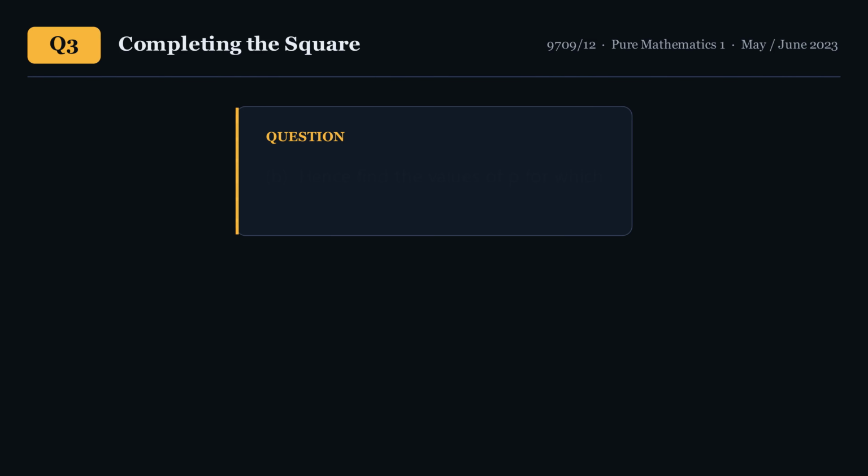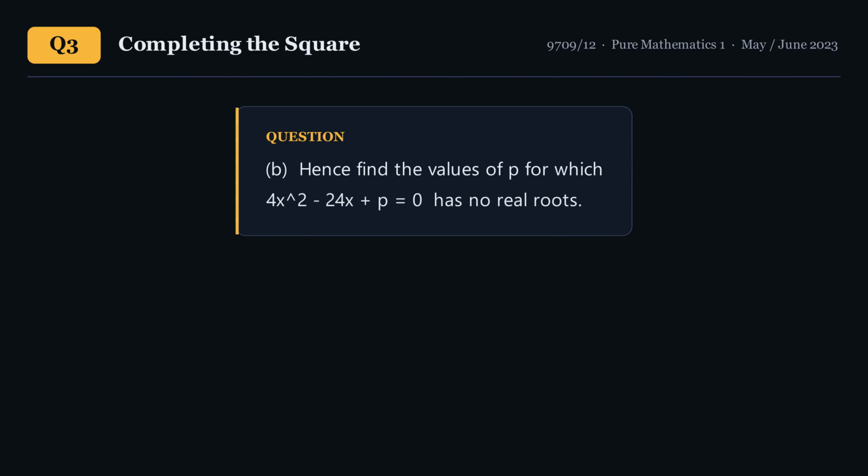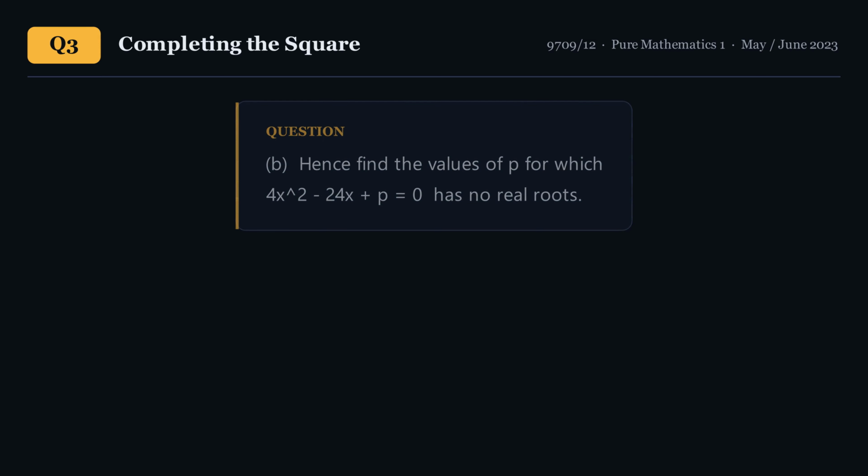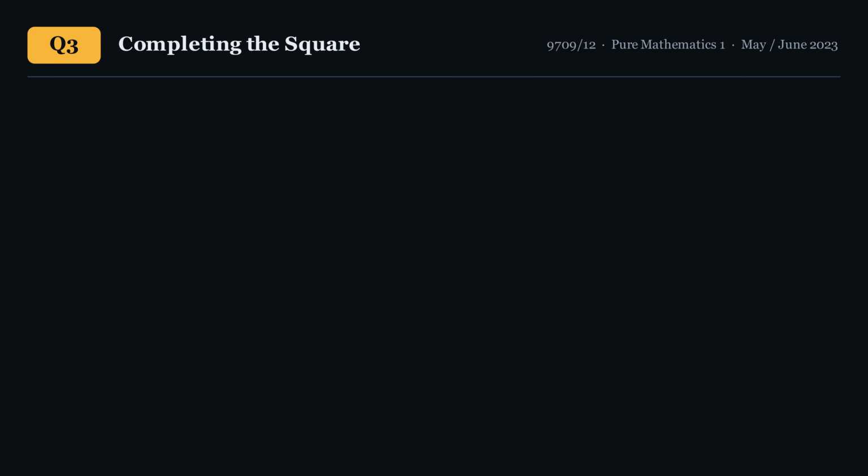Part B. Hence find the values of p for which 4x squared minus 24x plus p equals 0 has no real roots. Use the completed square form from Part A. Now let's work through the solution step by step. Use the completed square form to decide when there are no real roots.